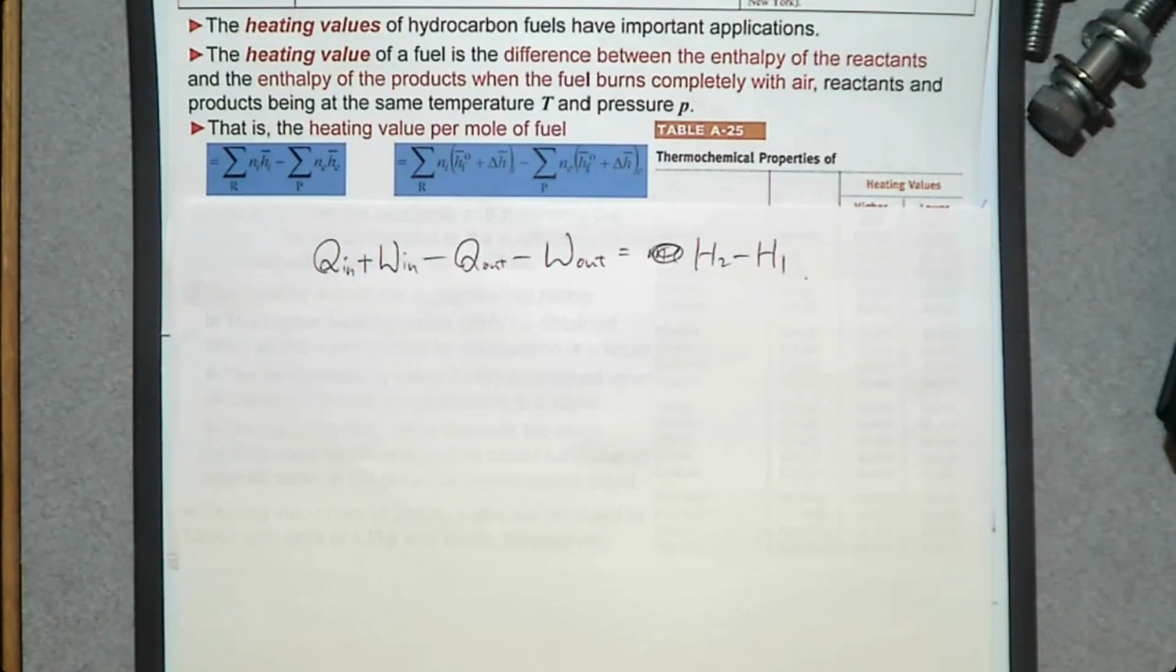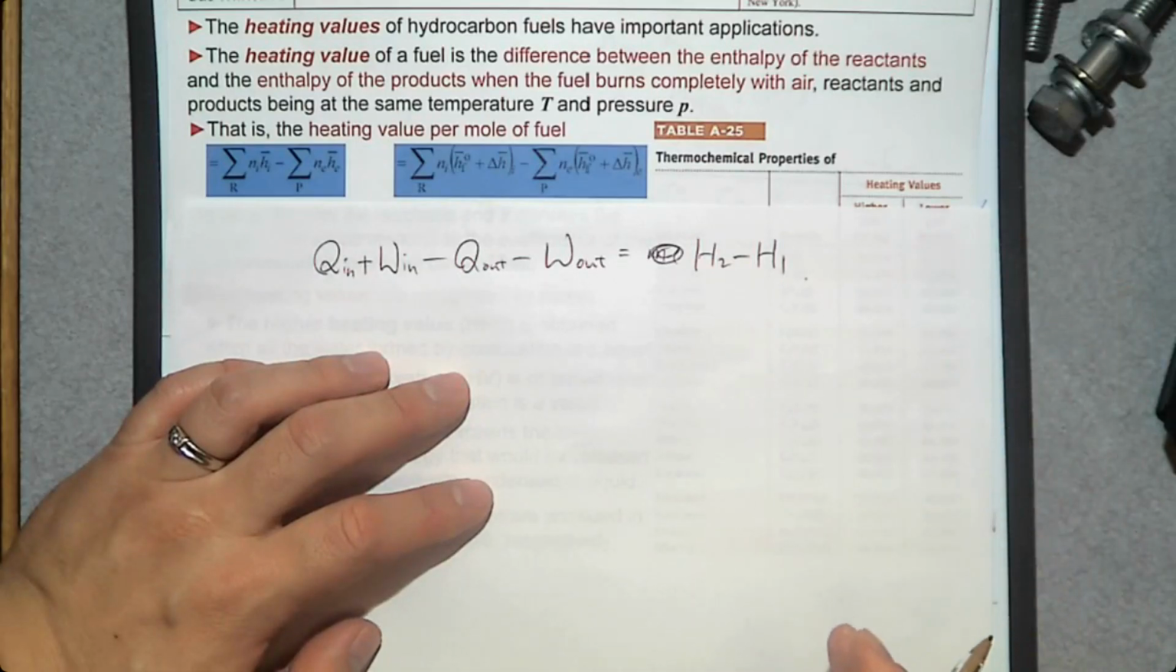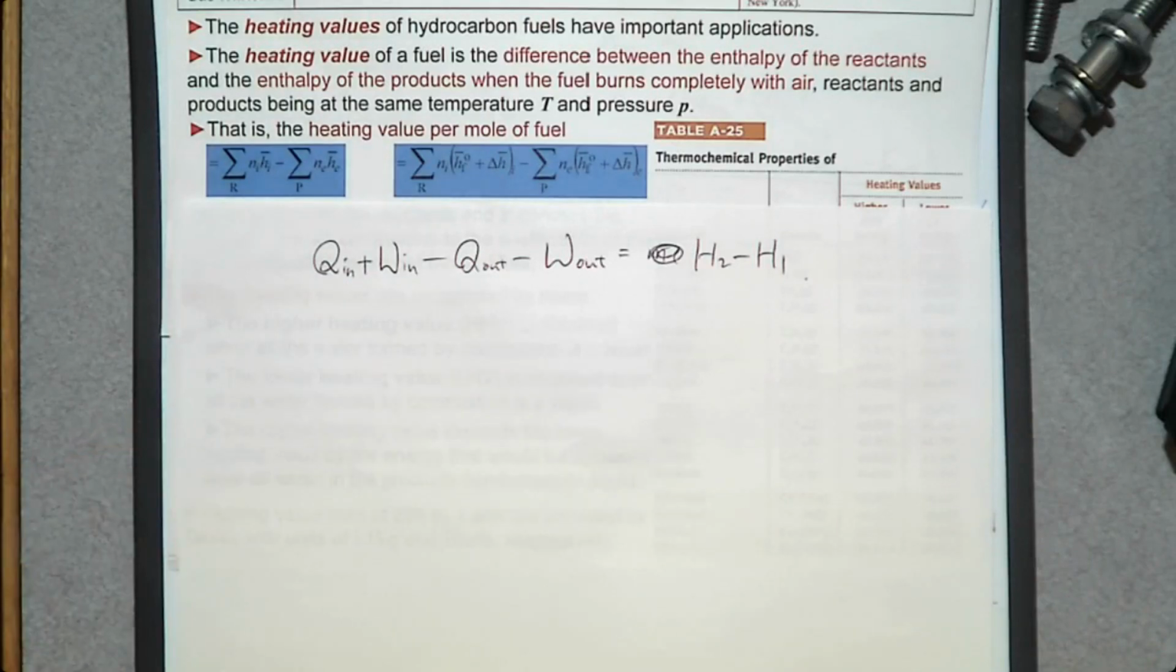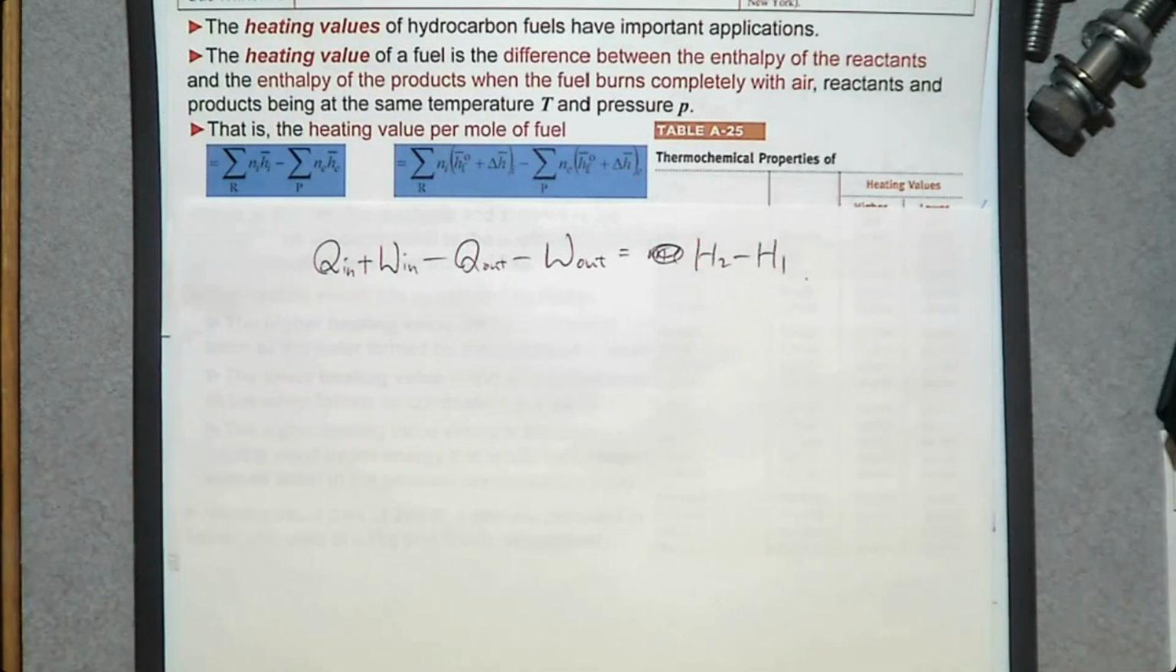No, this is okay. So let's use this equation. This is the general energy balance equation. We assume that by burning this liquid octane, we can produce heat. So that produced heat is going to be what?